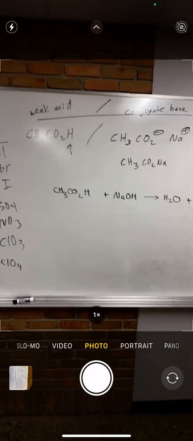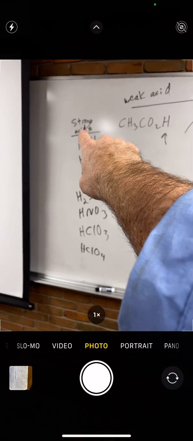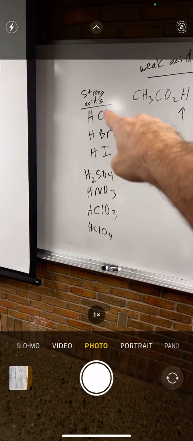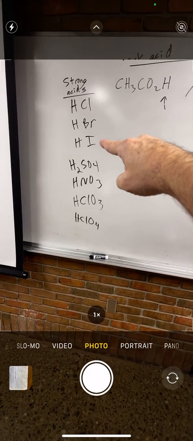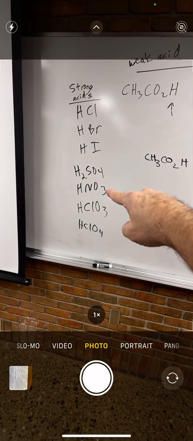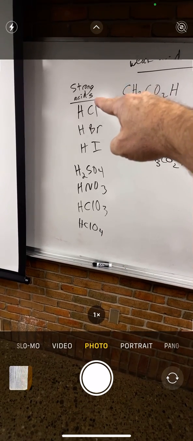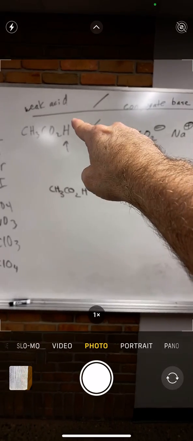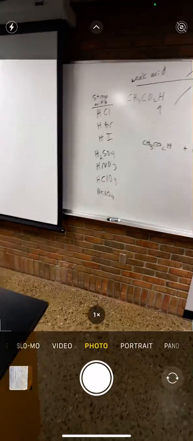So one more thing about a buffer. A buffer has to be a weak acid. It cannot be strong. So for class, I listed the strong acids here. Make sure when you're answering the post-lab questions that you're not dealing with one of these. Hydrochloric acid, hydrobromic acid, hydroiodic acid, sulfuric acid, nitric acid, chloric acid, perchloric acid. All of these are considered strong acids, and they cannot be used to make a buffer. A buffer has to be a weak acid. So any acid that is not one of these will work.